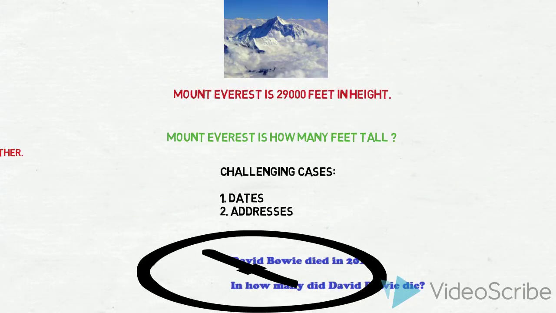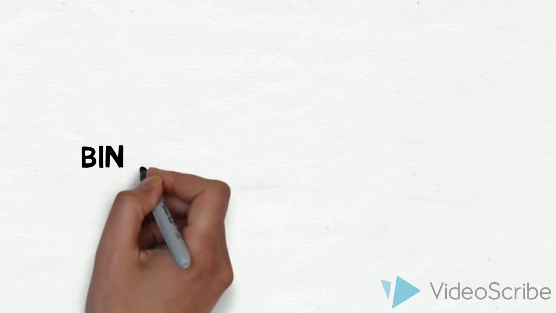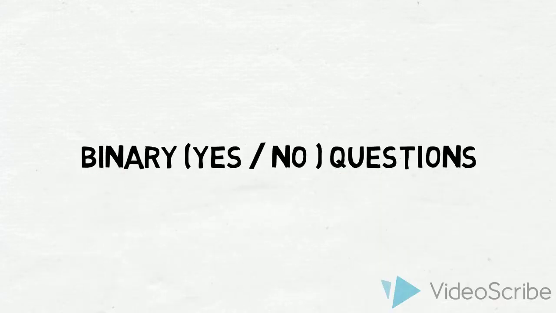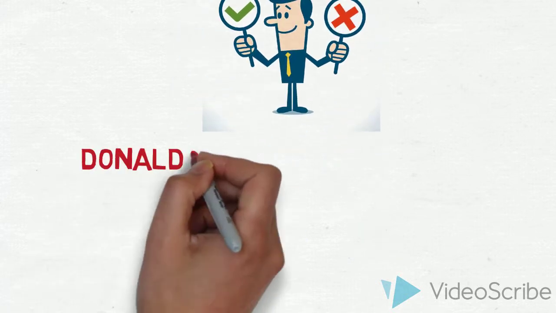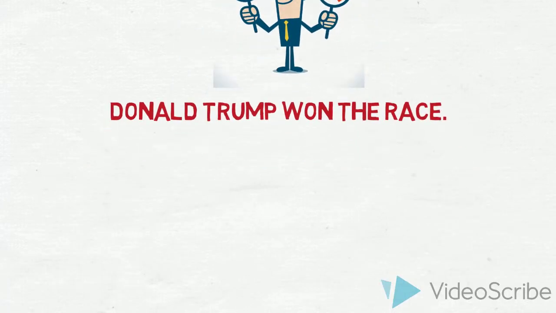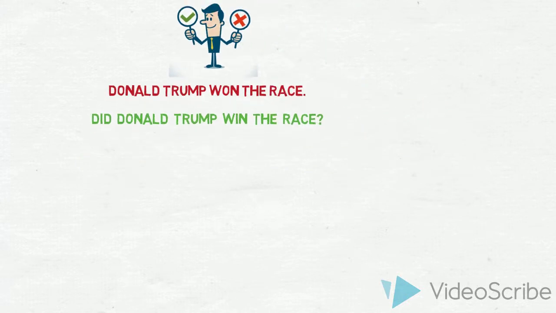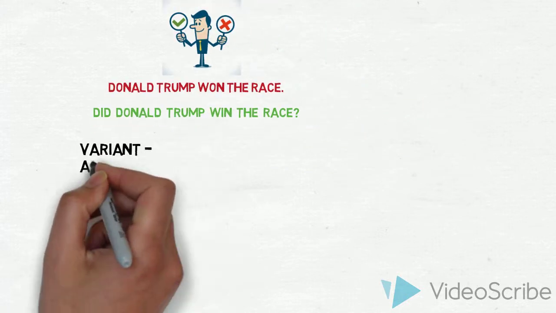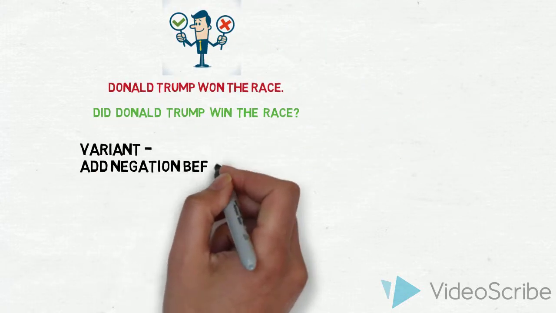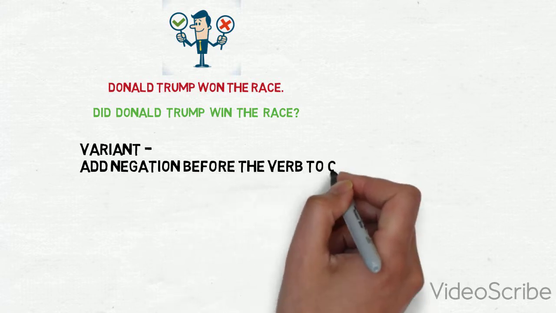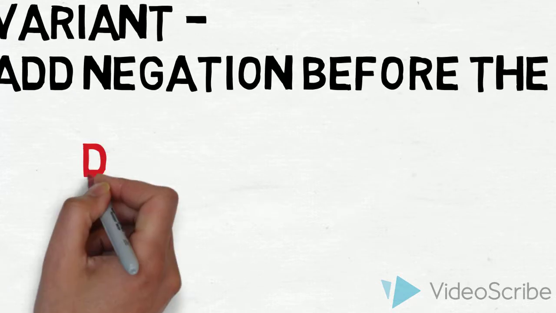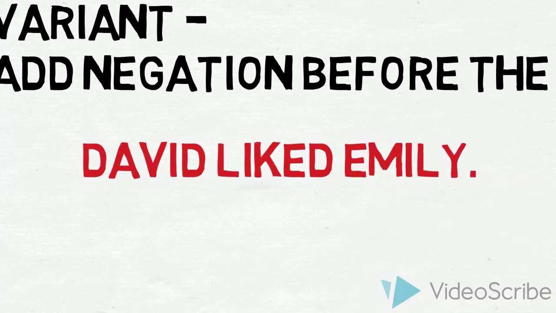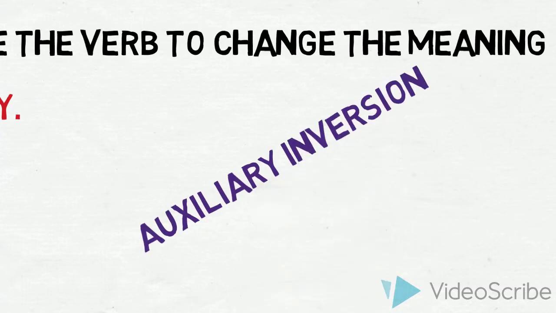Binary questions involve playing around with the main verb. Using a parse tree, we find the inverted form of the sentence. Based on this, we then construct the yes-no question. To trick the other answering systems, we use auxiliary inversion, that is, adding a negation before the verb. Thus, our system would not only generate a straightforward question like, did David like Emily? It would also generate, did David not like Emily?